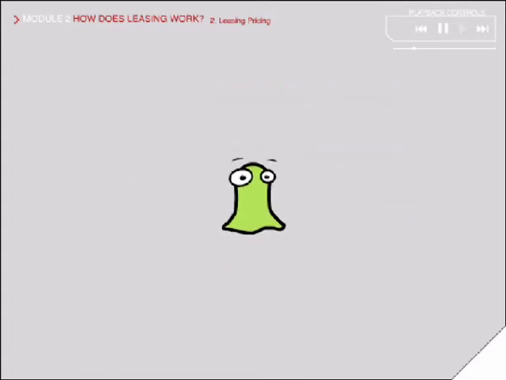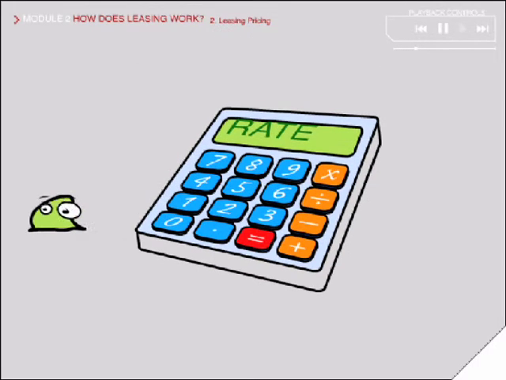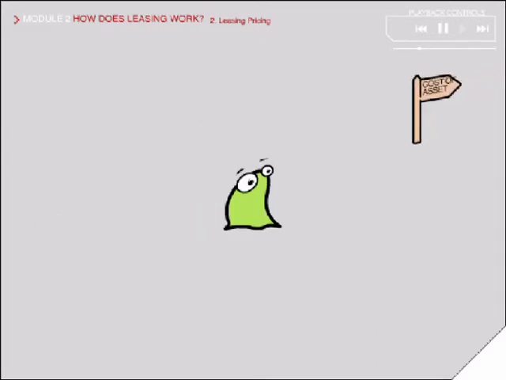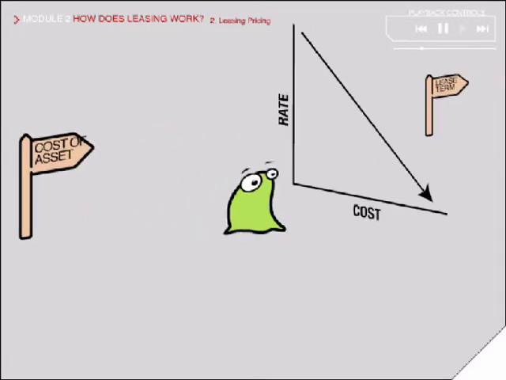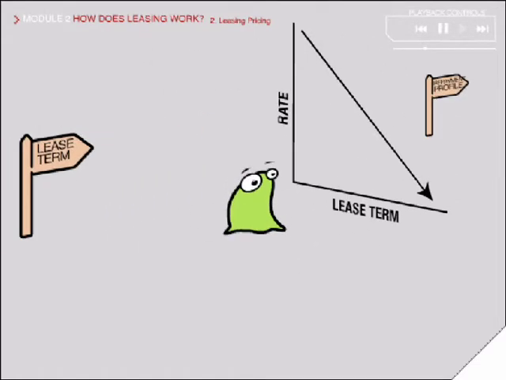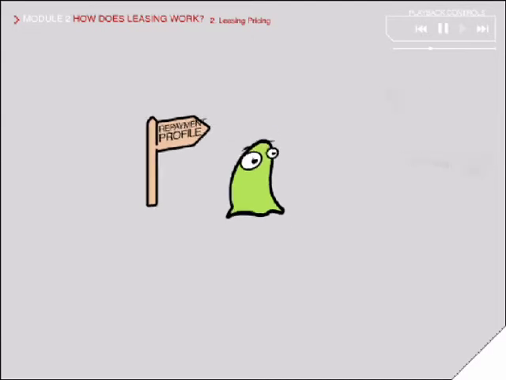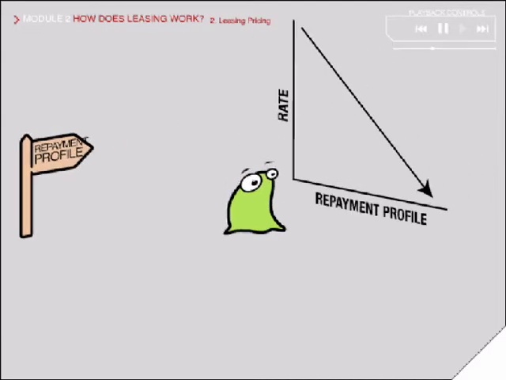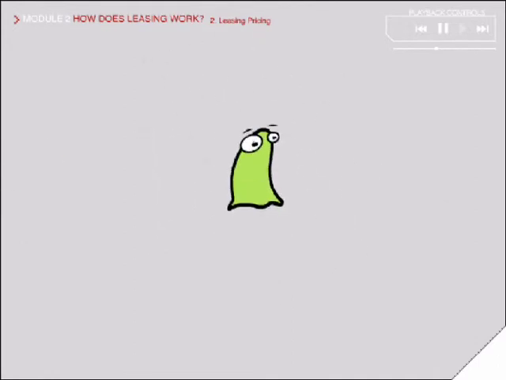Typically, lease payments are calculated using a rate calculator, and lease rates are expressed as a value per £1,000 of product. First of all, the higher the cost of the asset, the lower the rate. Second, the longer the lease term, say 5 years rather than 3 or 4 years, the lower the rate. Third, the type of repayment profile, say quarterly rather than monthly, the lower the rate. And as explained earlier, lease rental agreements tend to be cheaper than lease purchase agreements.